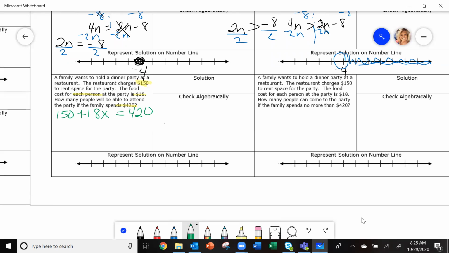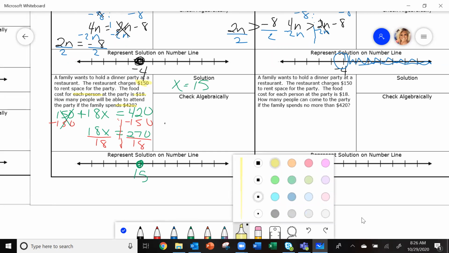Let's go ahead and solve this one, and we'll look at the other one in a minute. So I'm going to subtract 150 from each side. These cancel, and I get 18x equals 270. Then when I divide by 18, I get x equals 15. So here at 15, you just should have put a dot right here at 15.